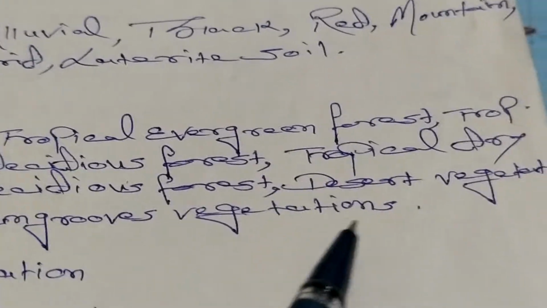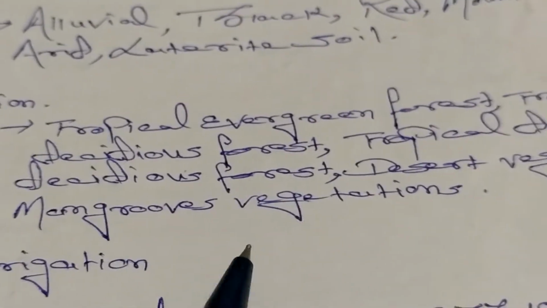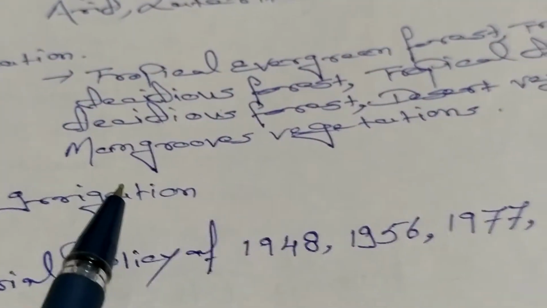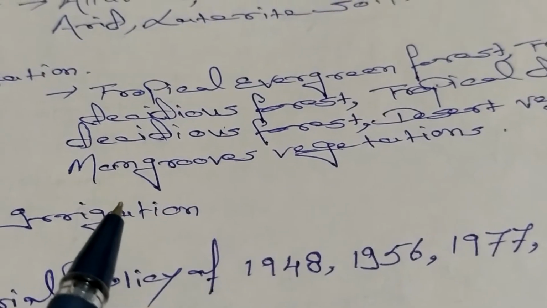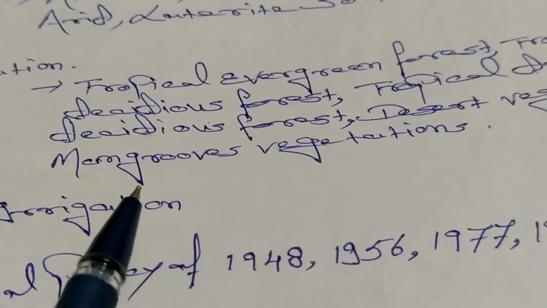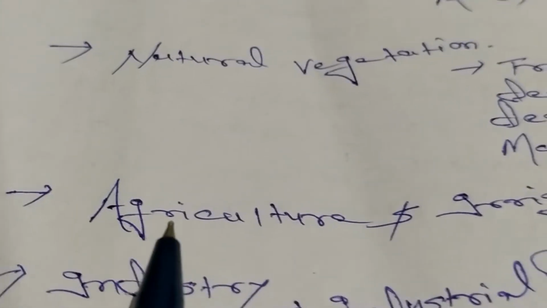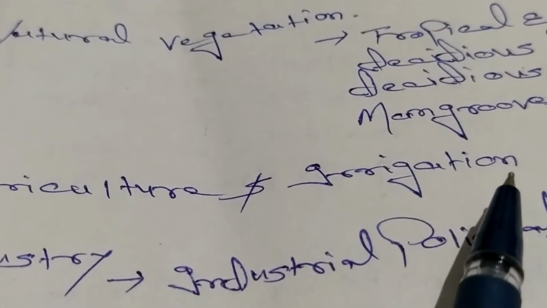Then comes natural vegetation of India, like tropical evergreen forest, tropical deciduous forest, tropical dry deciduous forest, desert vegetation, and mangrove vegetation. As we all know, the Sundarbans is the largest mangrove forest in the world, which is found in West Bengal. Then comes a very important topic of geography, that is agriculture and irrigation.